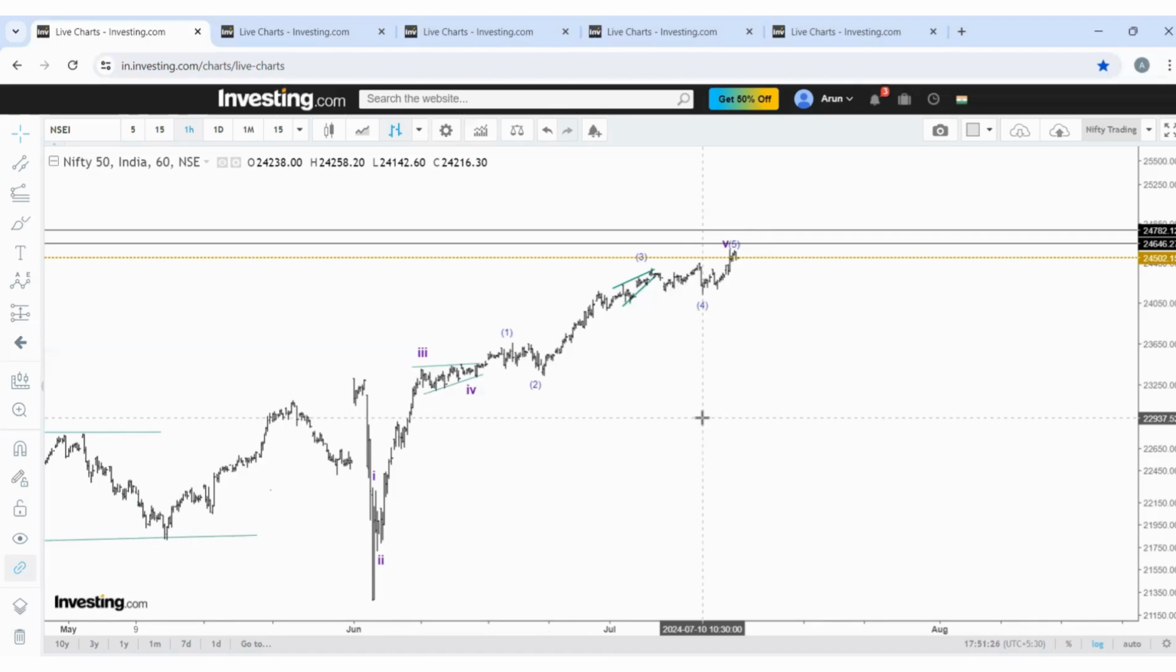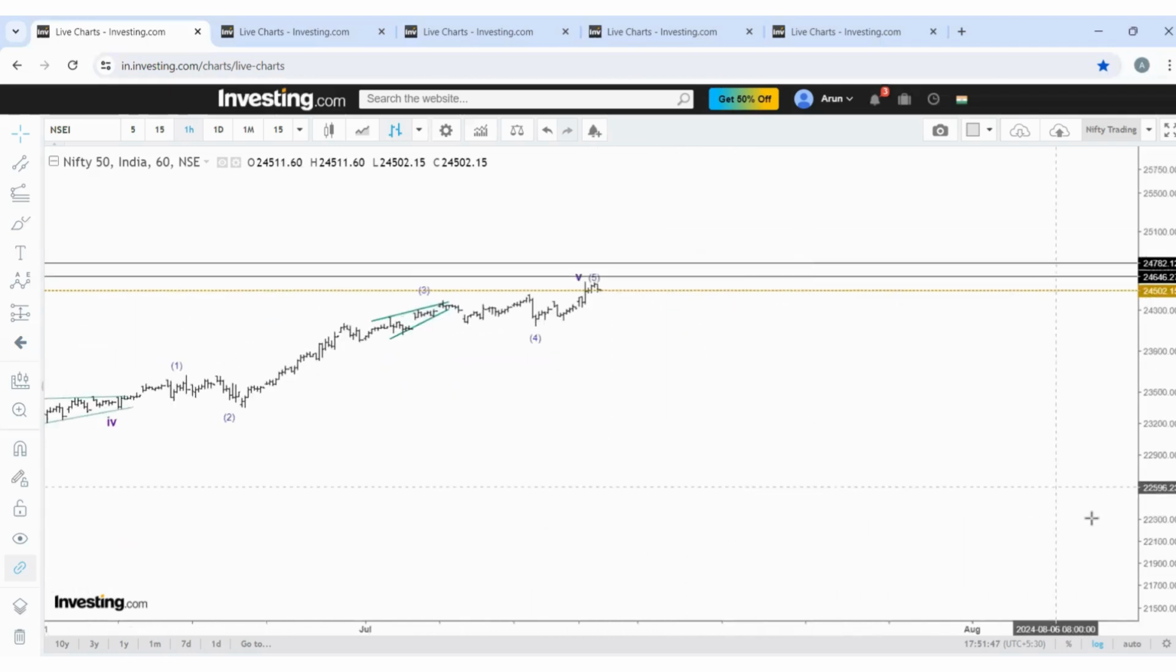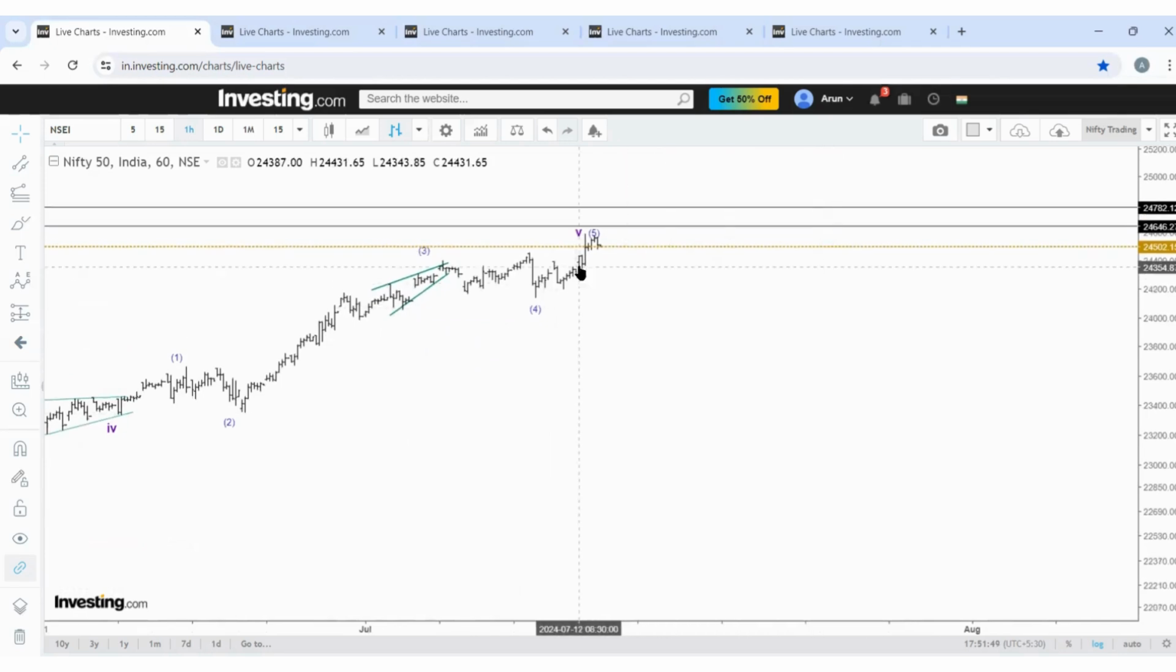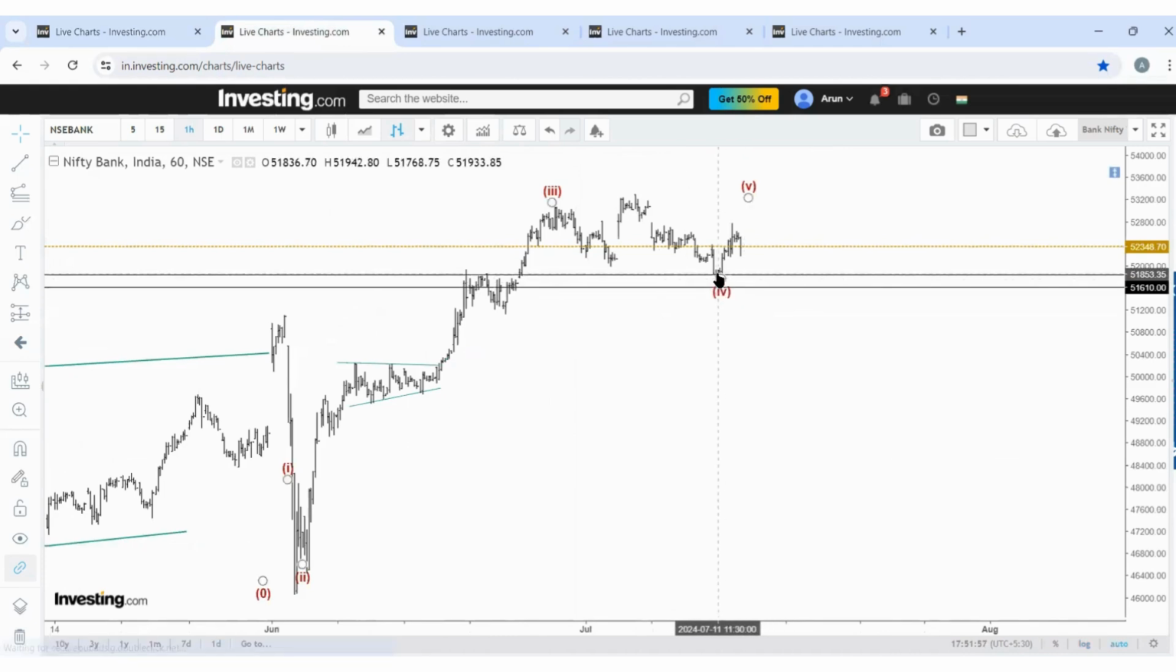If you have watched our previous weekend video, I have informed this very clearly that I'm expecting a sideways to corrective price action this week. So until Thursday, you can see the price traded sideways to corrective only. Today only the price made a new high, right? So this is what we analyzed last week, and I also explained Bank Nifty.